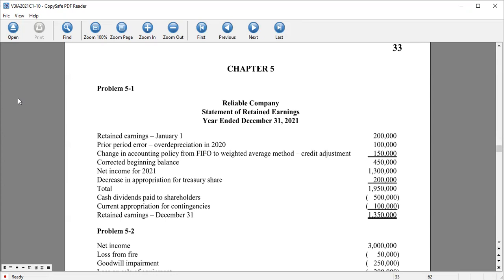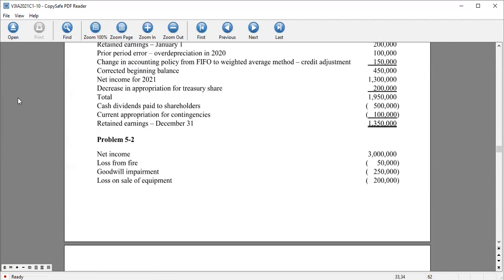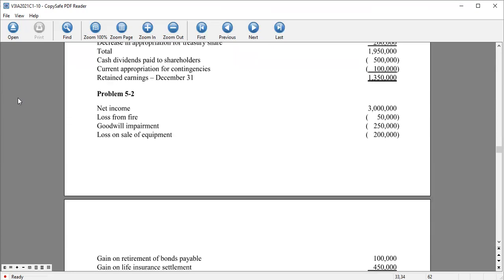Then we have the net income for 2021 and decrease in appropriation for treasury share. The total now 1,950,000. Now meaning you reduce your appropriation for treasury share. Then deduct cash dividends paid and current appropriation for contingencies. You have your retained earnings at the end of the period.